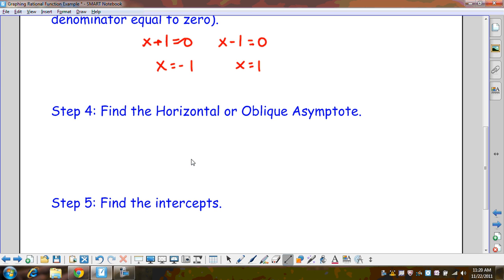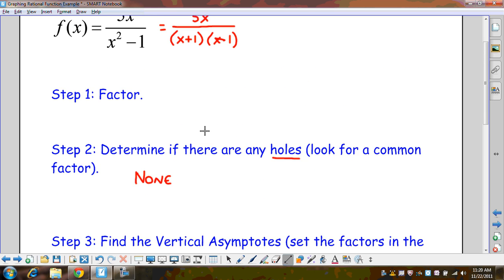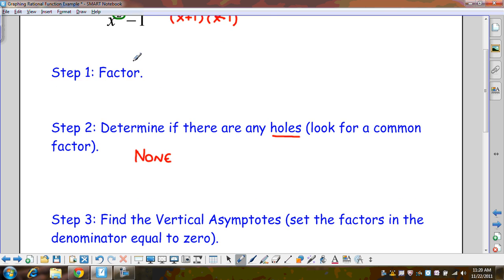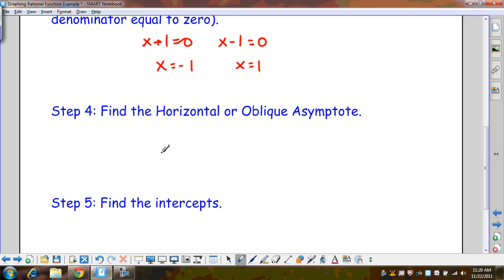Step 4 is to find the horizontal or the oblique asymptote. Now remember, horizontal and oblique asymptotes are found based on what the degree of the numerator and denominator are. So what I'm going to do is I'm going to go back up to the original equation, and I'm going to highlight the degrees here. It's always easiest to go back to standard form. My degree on the bottom is 2. My degree on the top is just 1. So since the degree is higher in the denominator, that means my horizontal asymptote is y equals 0.